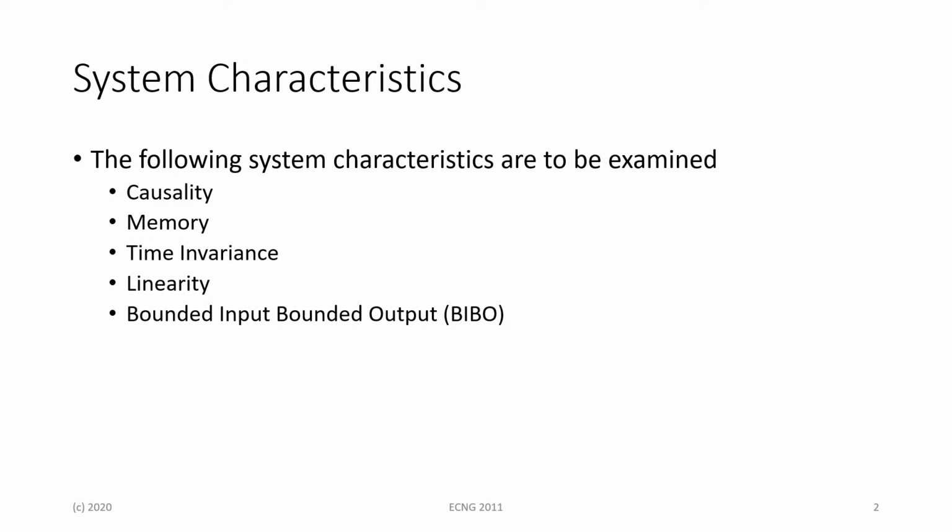So the 5 properties that we're going to be observing in turn are causality, memory, time invariance, linearity, and bounded input, bounded output. Now, most of these are very straightforward. There are like 1 or 2 that you need to pay a little bit of attention to. But when we reach those parts, I'll go into a little more detail and explain it a little bit further.